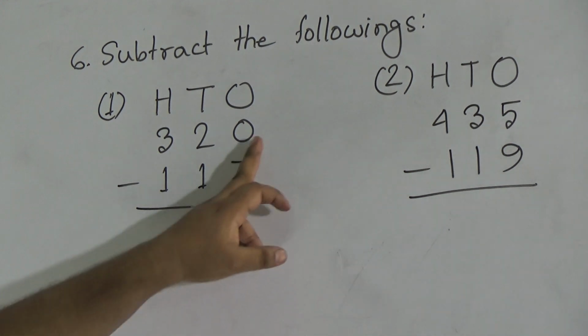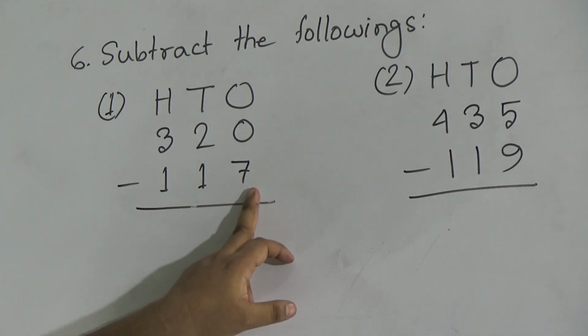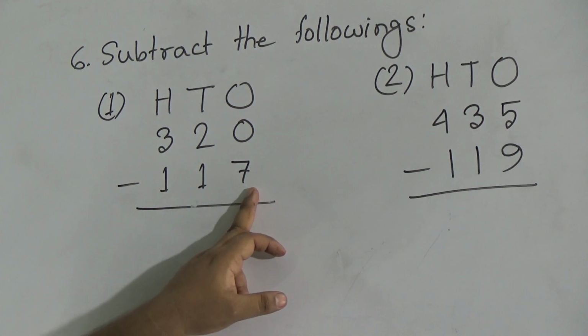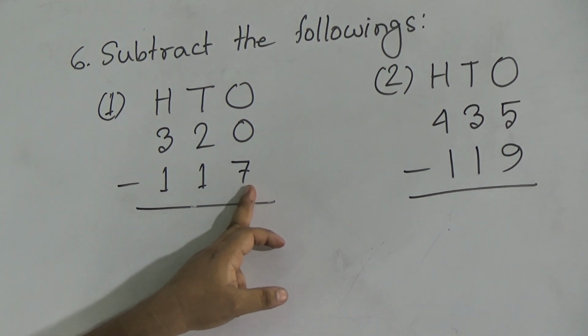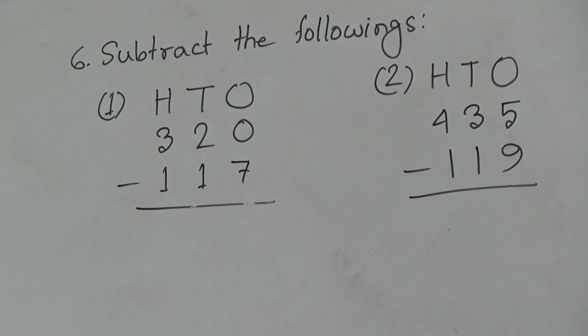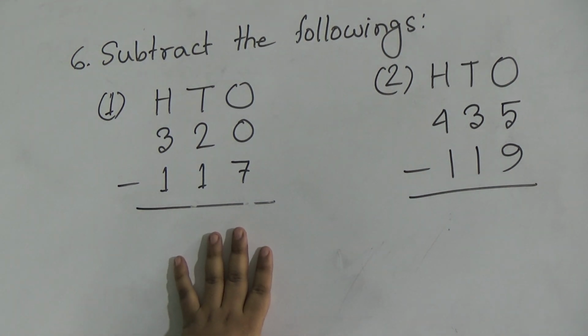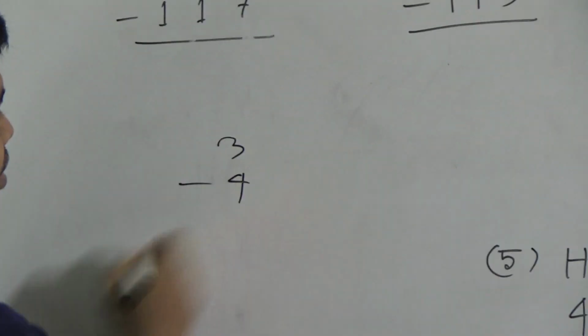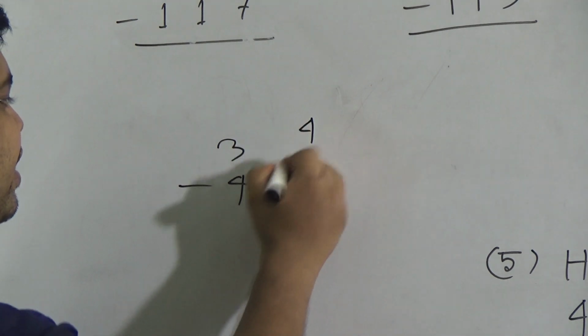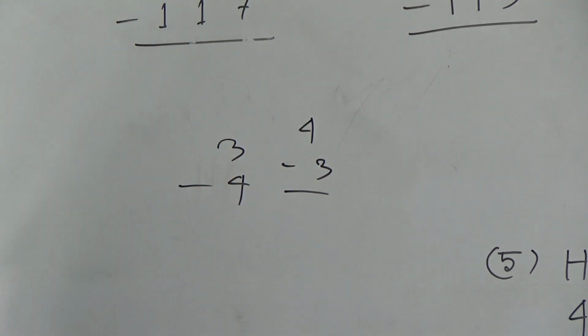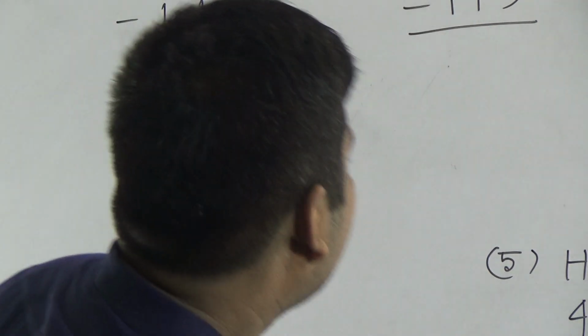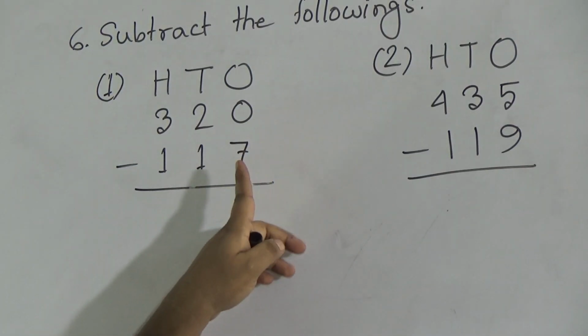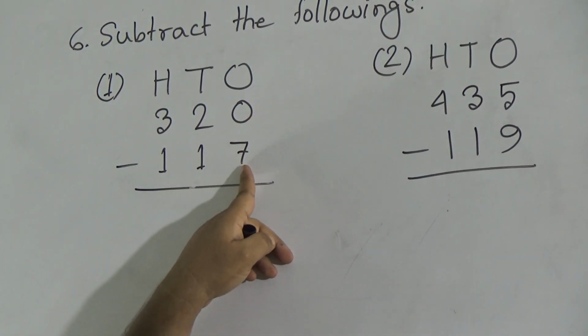Notice here 0 and 7. Can you subtract a bigger number from a smaller number? In general we can't. Just like 3 minus 4. We have already learned 4 minus 3, but 3 minus 4 we can't subtract. So, now we learn how to solve this math. Notice here is 0, and 0 is smaller than 7.